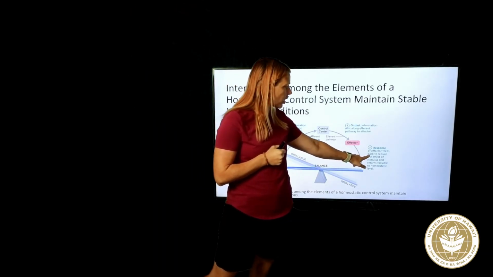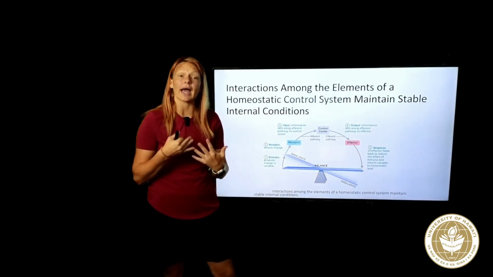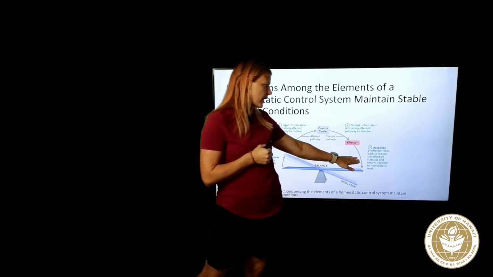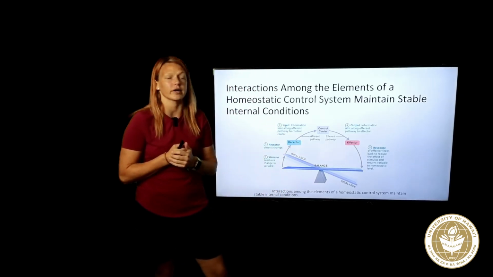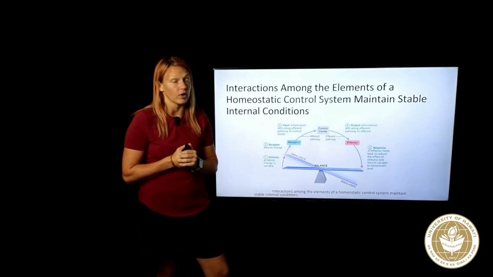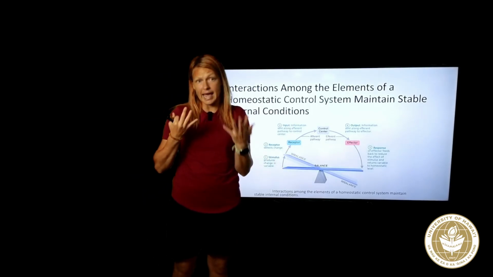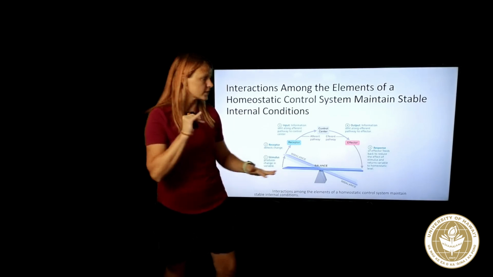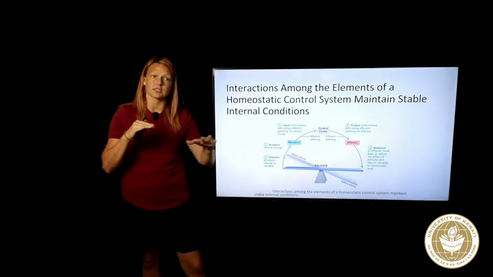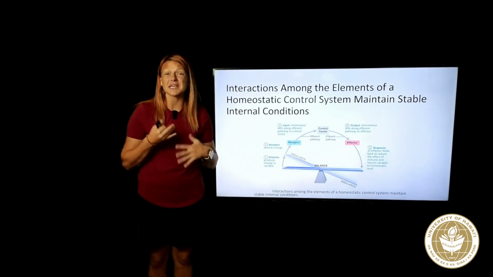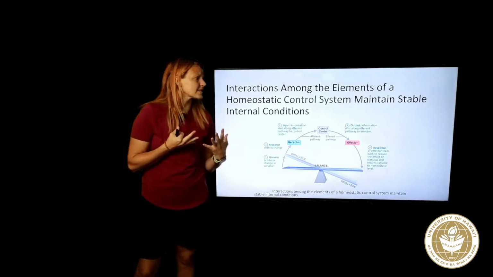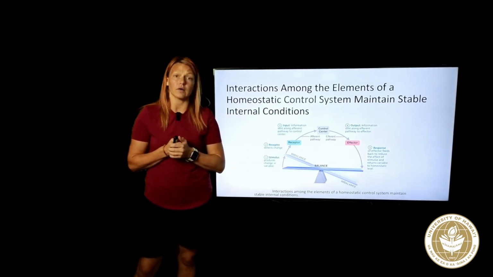Then we have the response of that effector feeds back to reduce the effect of the stimulus and return that variable to the homeostatic level. So again, if we're talking body temperature, it's going to tell our bodies, hey, body temperature is too low, let's bring that back up to get back to that homeostatic level. So again, this is just what we talked about on the previous slide, just a different way of looking at it.